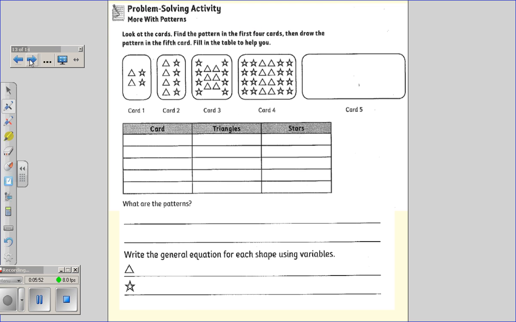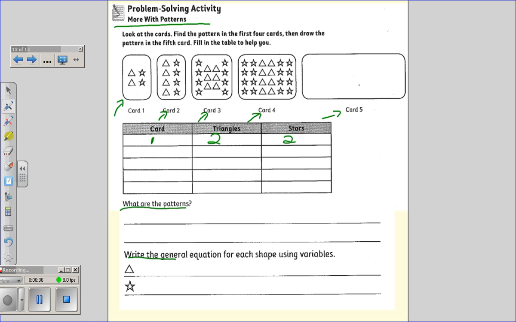All right, your turn to try. Problem-solving activity, more with patterns. In this, you will find a pattern by entering information into the table. So for instance, card number 1 is right here. We can see that card number 1 has 2 triangles and 2 stars. Enter the data for card 2, card 3, and card 4. Use that data to help you figure out what card 5 will be. Write down the patterns that you see.